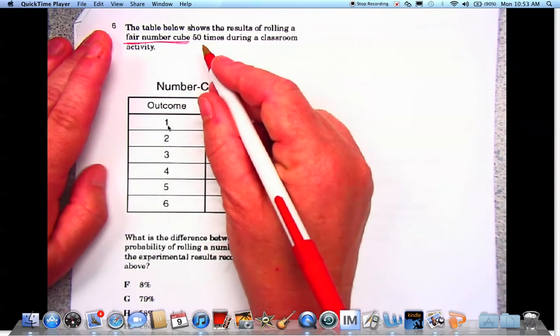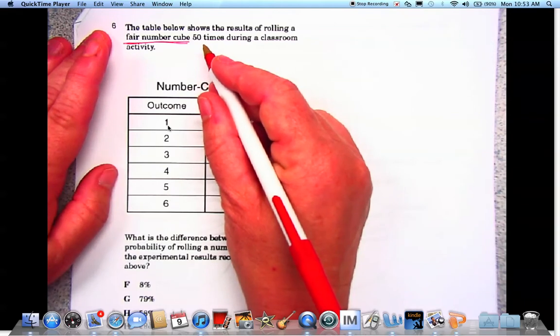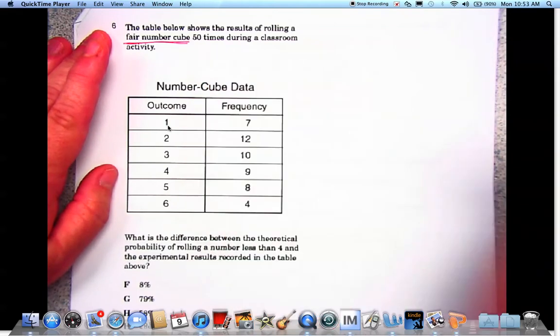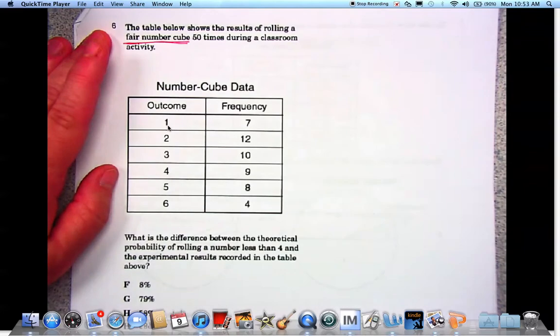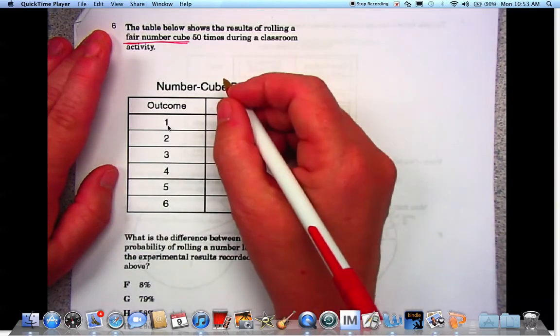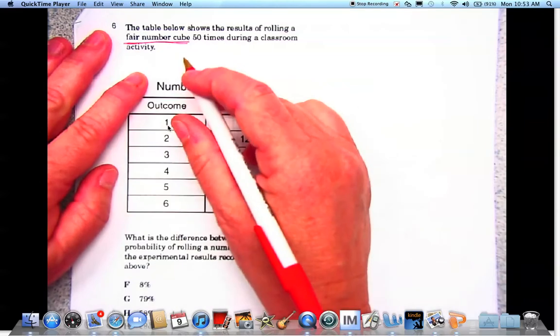Really? Yeah, really. And they don't use, like, a deck of cards. Like, what's the probability of getting a heart out of a 52-card deck or something? They don't do that because of gambling, too. So, they use number cubes.